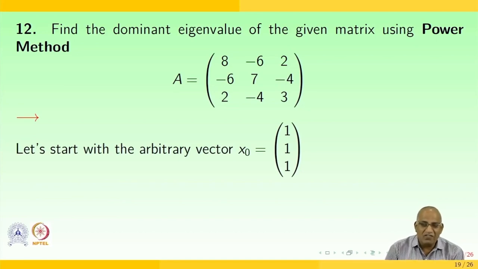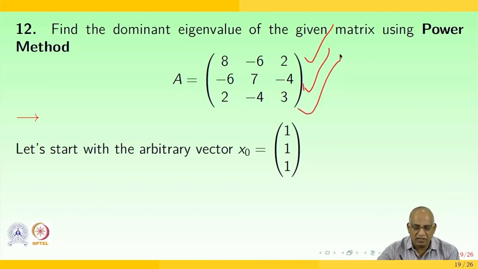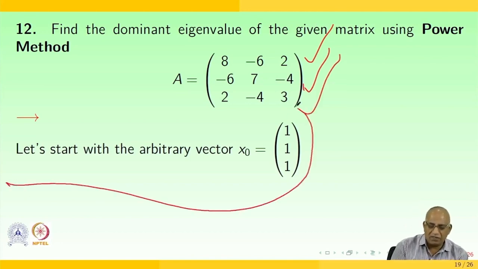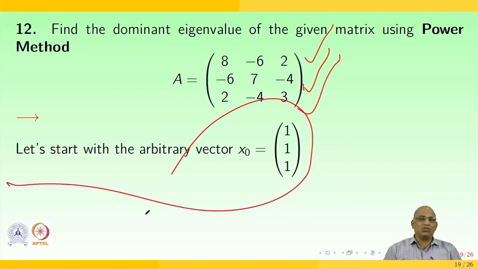Slightly different elements, we will take negative values here. A is equal to [8, -6, 2; -6, 7, -4; 2, -4, 3]. So let us start with an arbitrary vector. It is not necessarily the case that you should start with 1 1 1. You can start with any initial vector, but 1 1 1 is a standard one which can be used for retaining the eigenvalues for normalization.